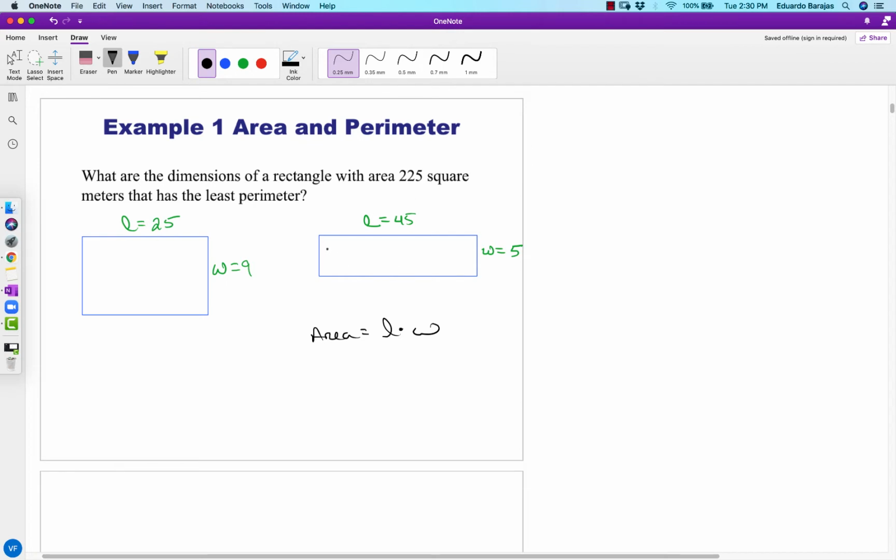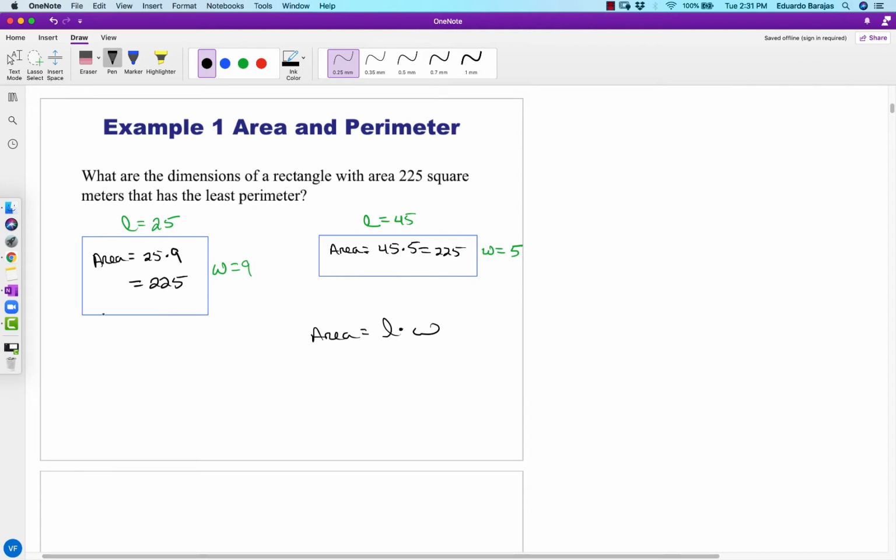So notice that in here, the area equals 45 times 5, which is equal to 225. And over here, the area is equal to 25 times 9, which is still going to be equal to 225. So we have two different rectangles that both have the same area of 225.